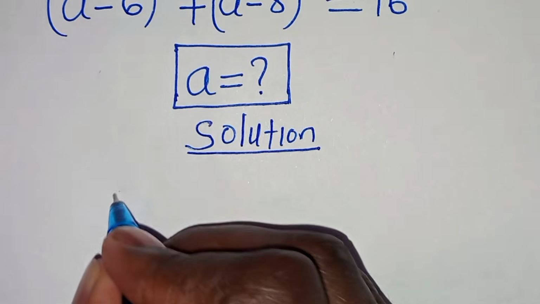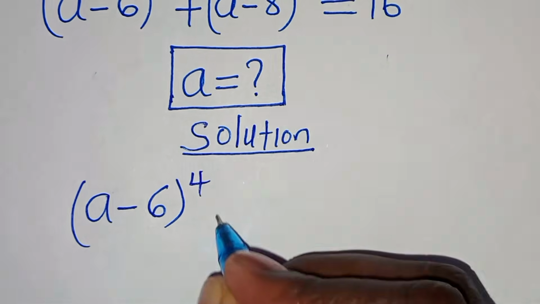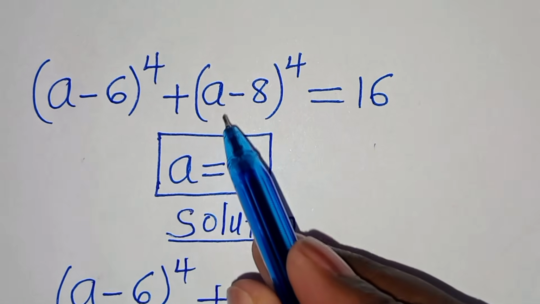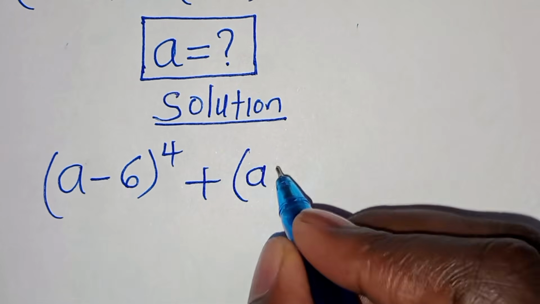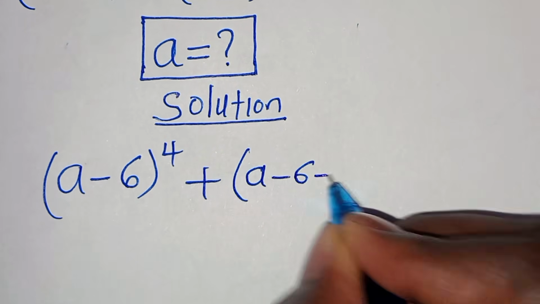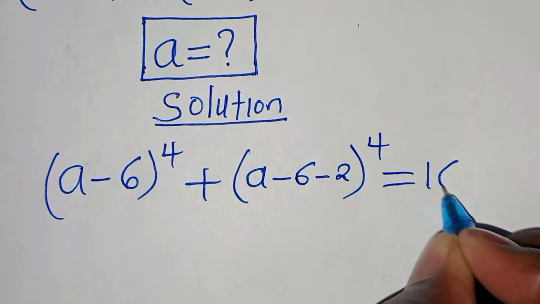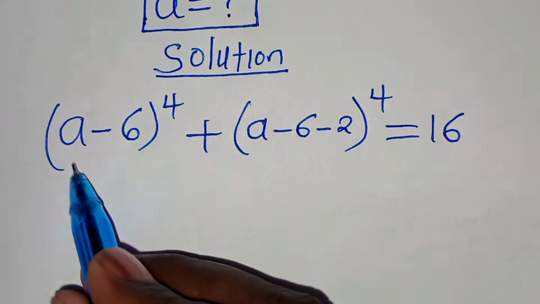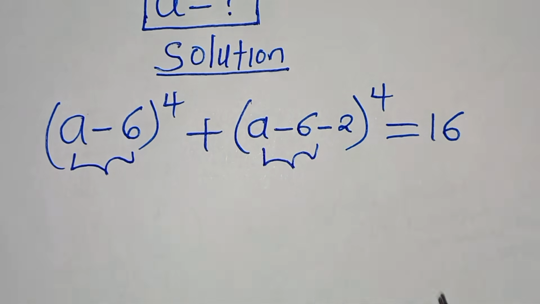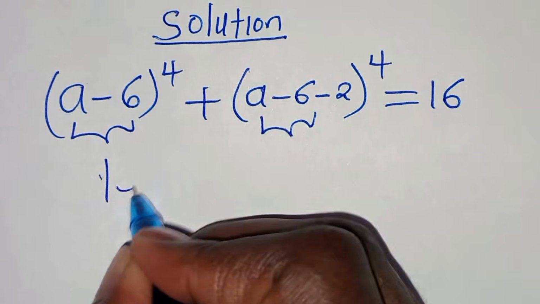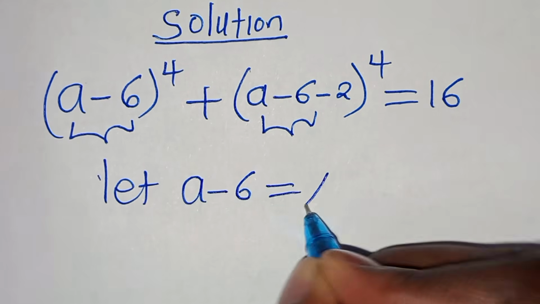So we have (a - 6) raised to the power of 4, then plus. Now we can express a - 8 as (a - 6) - 2, raised to the power of 4. This is equal to 16. Now, we have a - 6 here, and we have a - 6 here. So this means we can let a - 6 be equal to x.